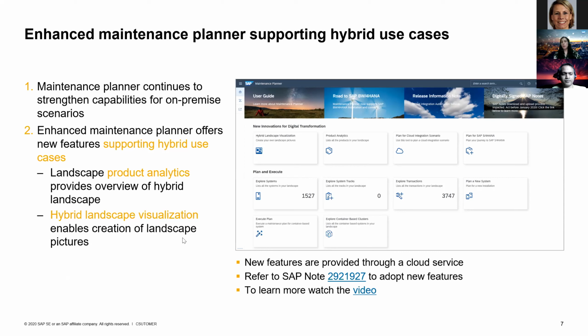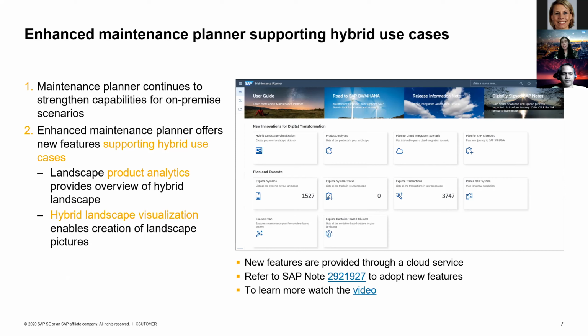On this homepage, you can see some of the tiles which you are familiar with, which have been available with the previous version of Maintenance Planner, but you also see some new capabilities like hybrid landscape visualization and product analytics. We also have a cloud integration automation service that you can trigger from here. So let's take a look at what these features are in a little bit more detail.